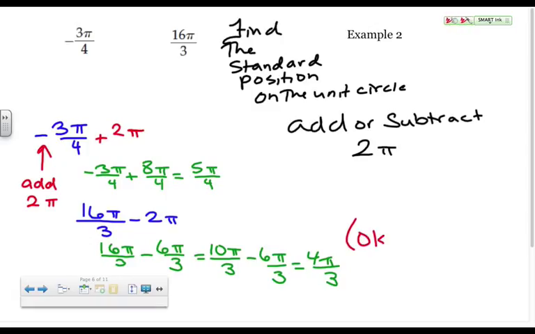I want you to notice also here that you can skip steps. If you know that 16 pi over 3 is way bigger than 2 pi, you could do minus 4 pi, or you could do minus 6 pi. You just need to make sure that you don't skip a position.